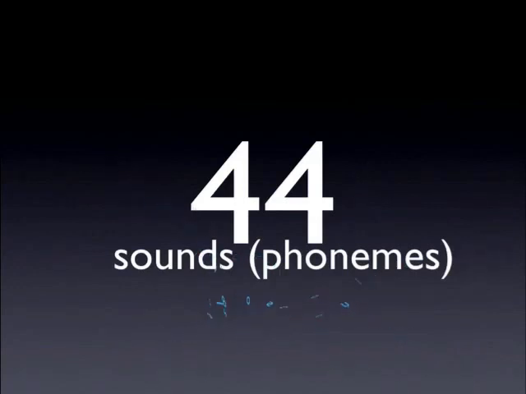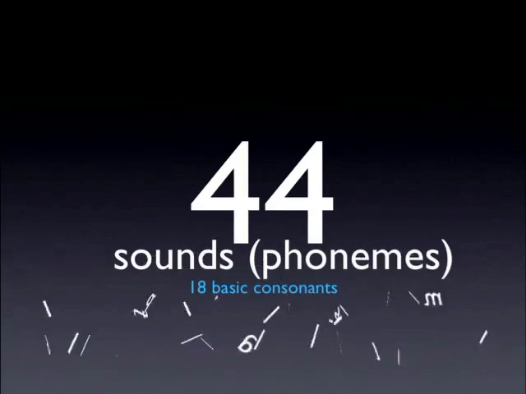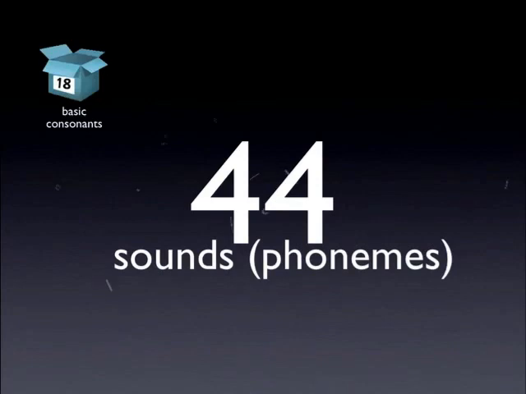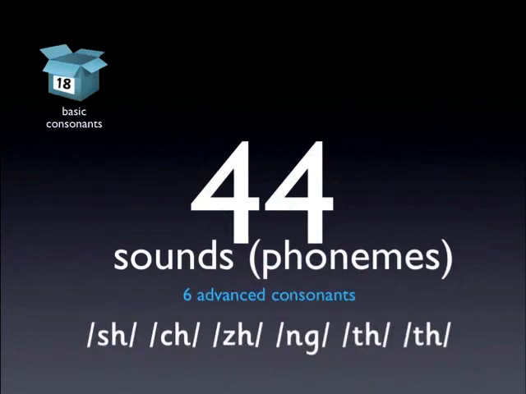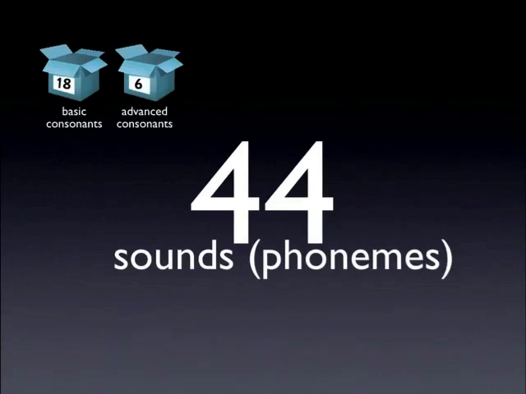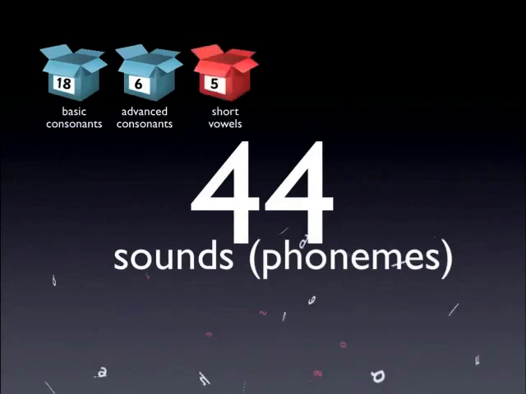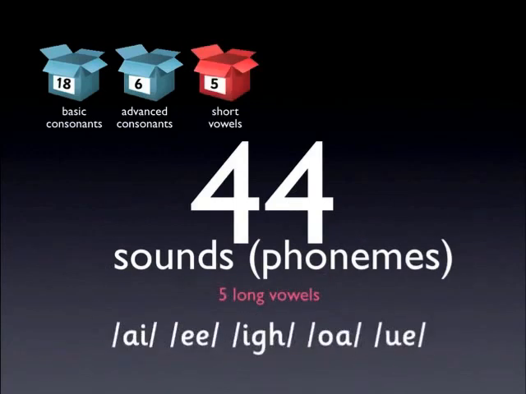Firstly, we have 18 basic consonants, and here they are. We'll file these away. Then we have 6 advanced consonants. We'll file those away. Then we've got 5 short vowels, a, e, i, o, u. And we have 5 long vowels. With the long vowels, the sound is the same as the name of the letter, A, E, I, O, U.